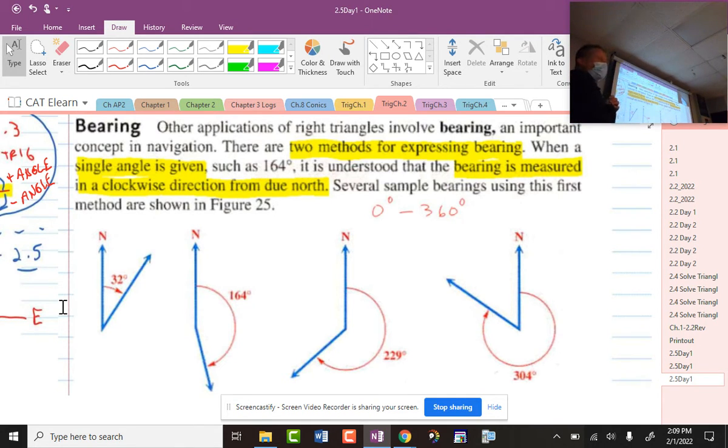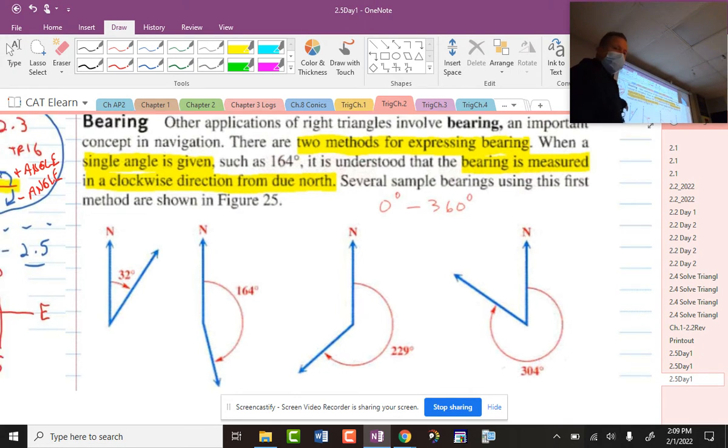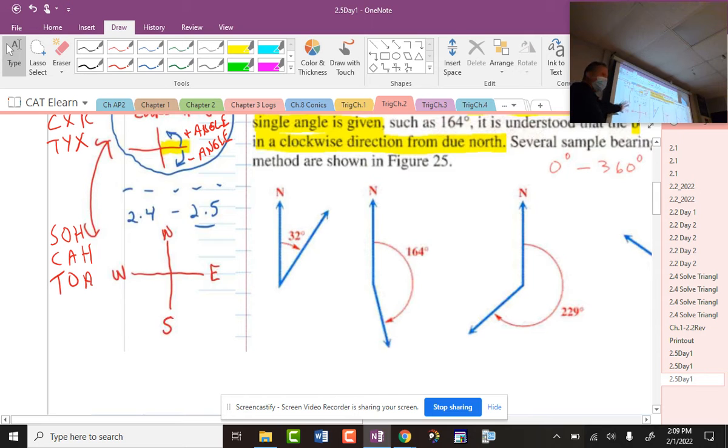All right, now let's get into the brass tacks of it. Switch gears. So you don't even know what this is here. I'm going to go ahead and mark this up here. So, SOHCAHTOA, 24, 25, this weird bearings kind of idea.